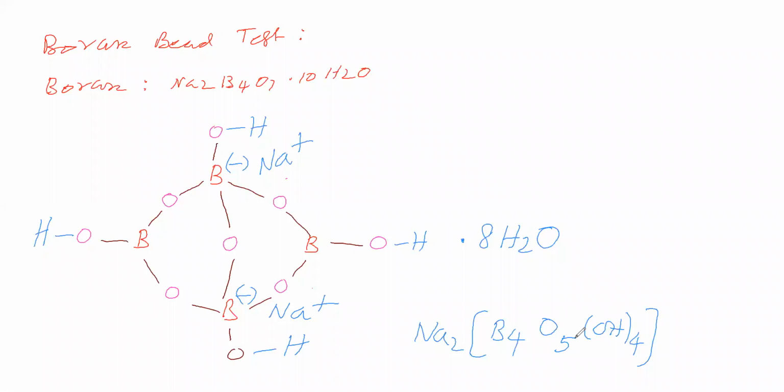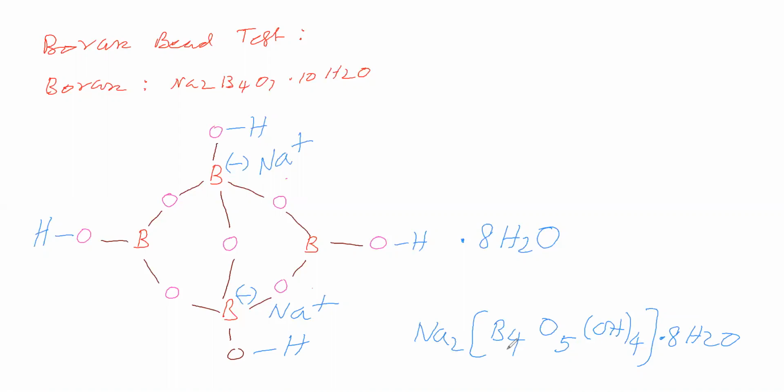Then these 8 water molecules we will write here. So the formula of borax is Na2B4O5(OH)4 times 8 water molecules.